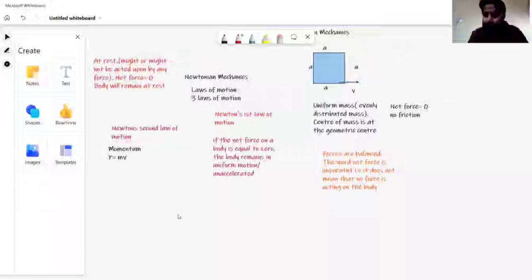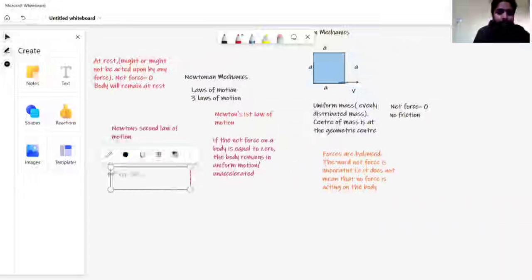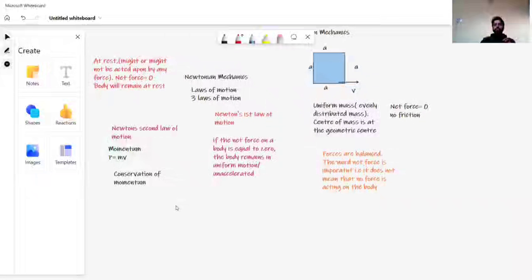Now, it can be an extension of Newton's first law. How? Because in Newton's first law, we studied that for a uniform mass, the body is moving with velocity v. That means the body has momentum. So an extension of Newton's first law that you can get from the perspective of momentum is that you can do conservation of momentum. You can conserve it.